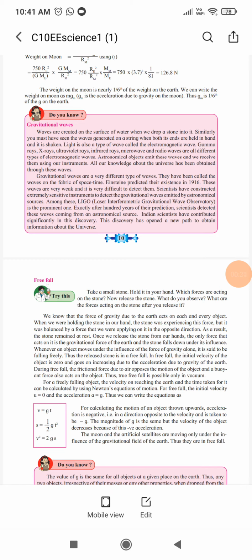Then now release the stone. When you are holding the stone in your hand, the force is the potential energy. But when you release the stone, that is like kinetic energy. What do you observe? The stone will move downward. What are the forces acting on the stone? Due to that force the stone is coming down.